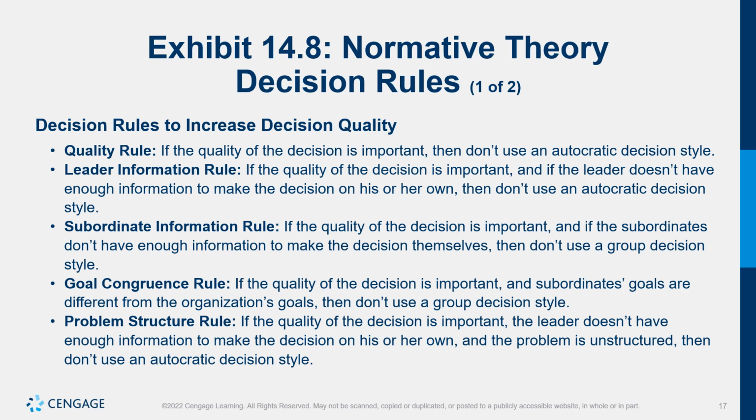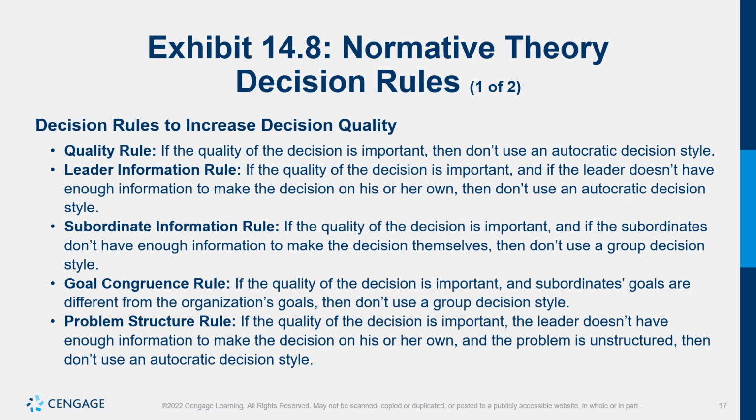These decision rules help leaders improve decision quality and follower acceptance and commitment by eliminating decision styles that don't fit the particular decisions or situations they're facing. Normative decision theory, like path-goal theory, is situational in nature. The abstract decision rules are framed as yes or no questions, which makes the process of applying these rules more concrete.